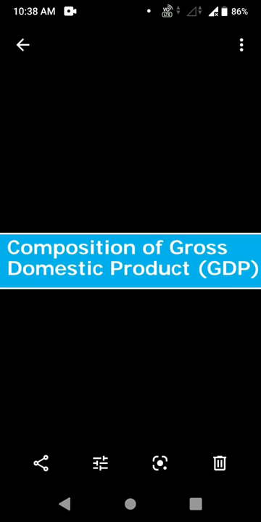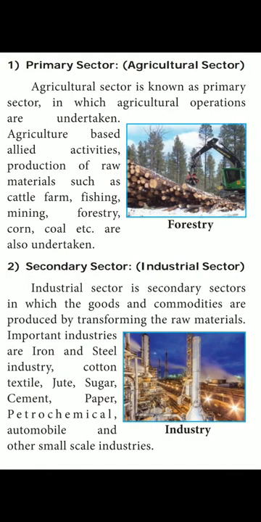Today's lesson is the composition of gross domestic product, that is GDP, gross domestic product, short form GDP. What are the compositions of gross domestic product? About that only we are going to learn today. Here, 3 sectors. What are the important 3 sectors? That is the primary sector, secondary sector and the tertiary sector. About these things only we are going to learn today.